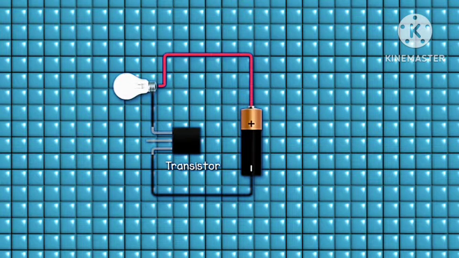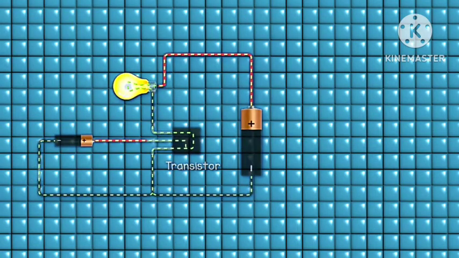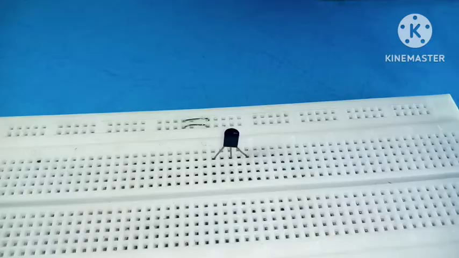The base lead is the hidden secret. It's the switching point, and it's used to control the amount of current flow in a circuit. So if we apply a current at the base pin using an external battery, you'll notice the bulb coming on and going off each time we disconnect the battery. So here is a transistor.